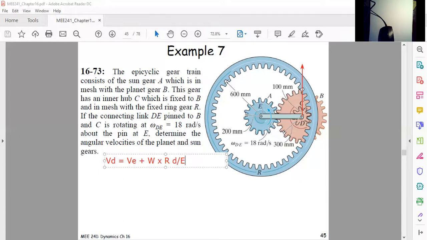In this case, we know V of E is going to be 0. So if we ignore the directions for a minute, I'm just going to end up with omega multiplied by the distance ED, which is equal to 18 multiplied by the distance ED. We know this guy is 0.2, and this guy is 0.3, so 0.2 plus 0.3.